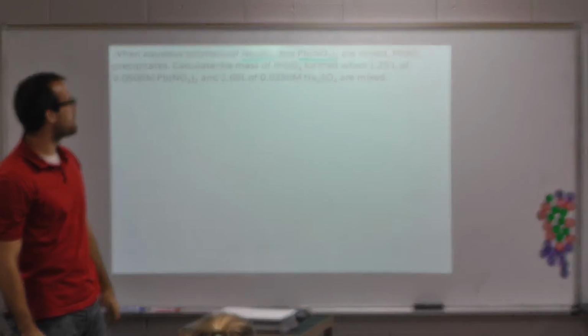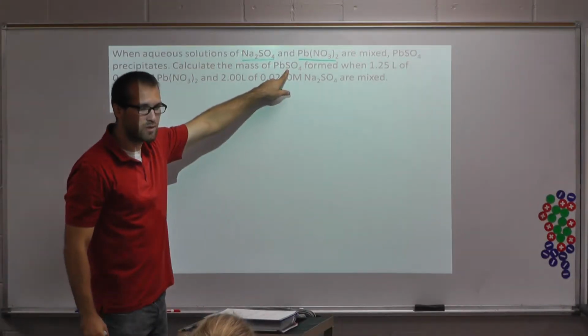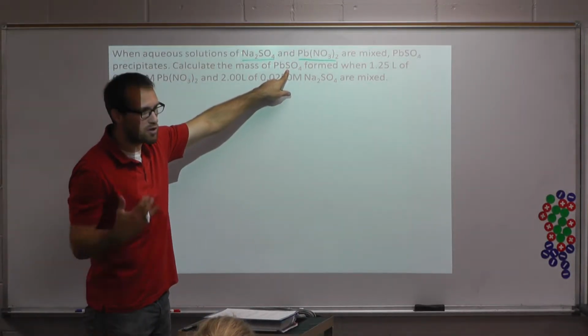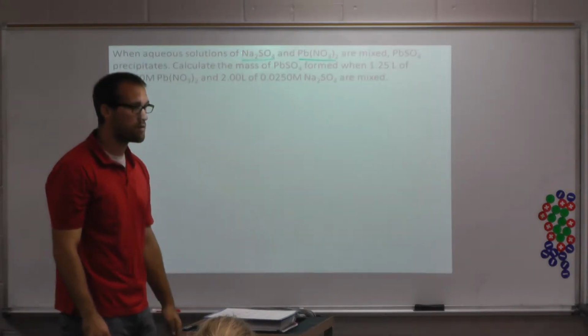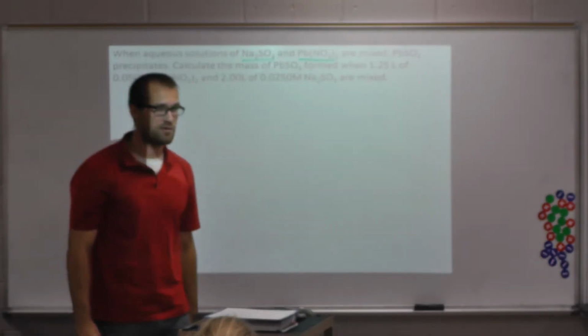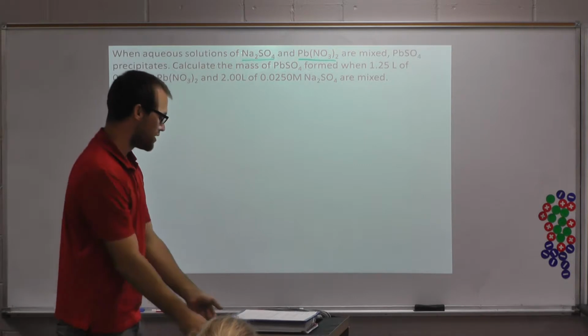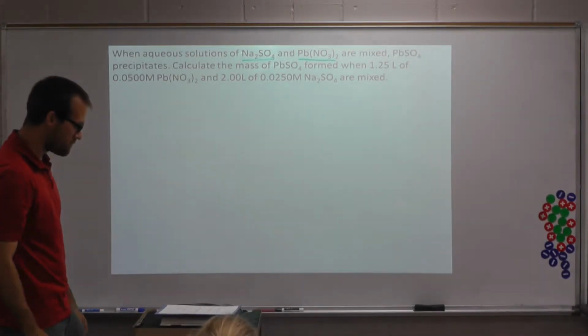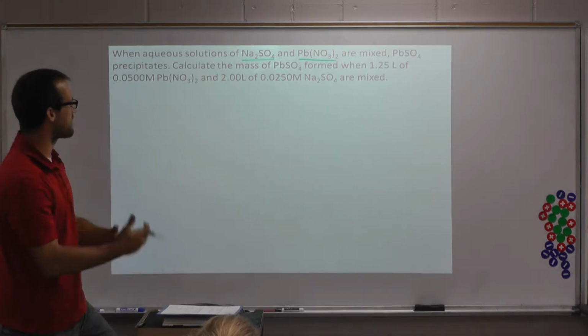It wants to know how much of it we will have when it precipitates out. Now we're assuming it will all precipitate out, but we want to know how much there's going to be. So what I would do with this, just to see the big picture here, would be to write the whole equation.